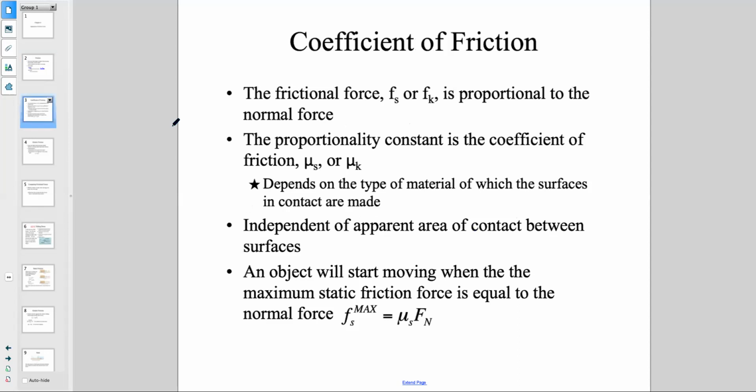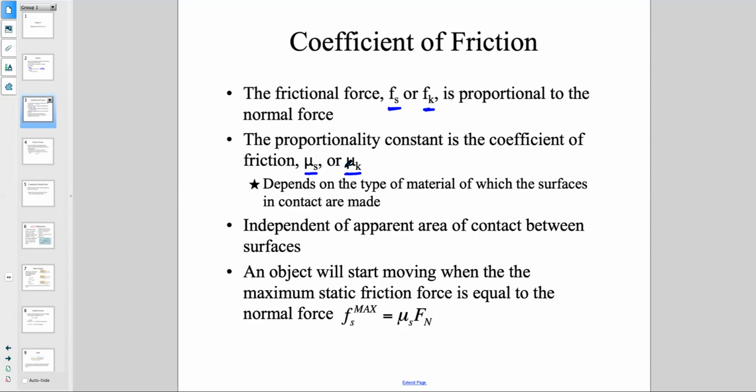Coefficient of friction: the frictional force, which we call F sub S for static and F sub K for kinetic, is proportional to the normal force. The proportionality constant is the coefficient of friction, which we call mu S and mu K respectively. And it is a constant. It is a constant number.